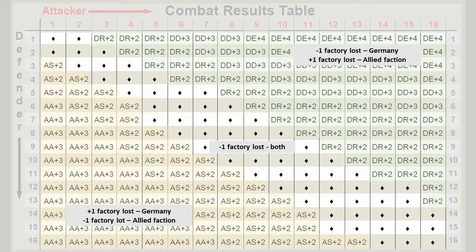If an AS or AA result, then Germany increases its factory lost and the Allied faction reduces their factory lost. That's pretty simple. And it has one immediate and obvious effect. You very rarely get a situation where both an Allied faction and the Axis have high factory lost. It operates like a seesaw. When one side goes down, the other side goes up, or vice versa.